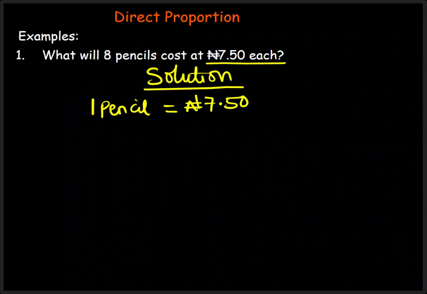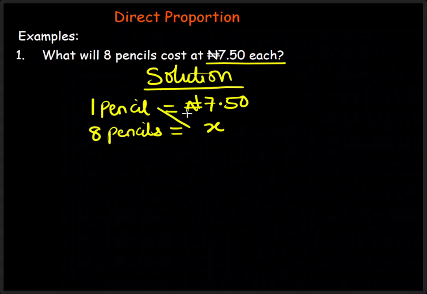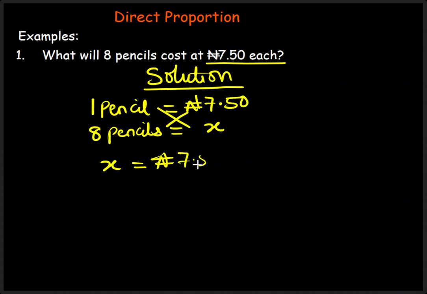Okay, so let's see what we have. Now we are looking for 8 pencils, and that will be equal to, we are looking for the cost, so that will be x. If we cross multiply, remember I said direct proportion, the trick there is that we cross multiply. So 1 times x, that will give us x equal to 7 naira 50 kobo times 8.